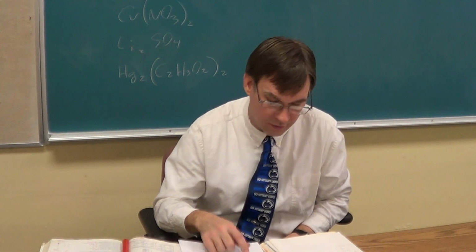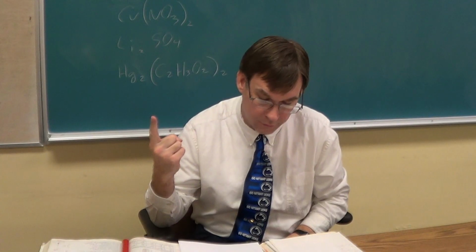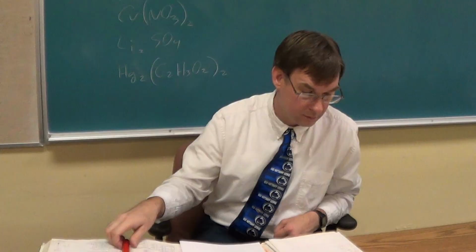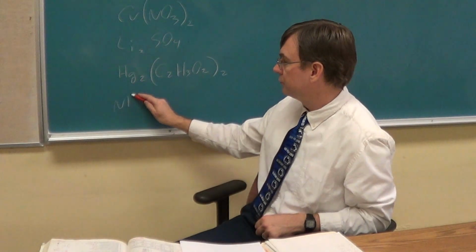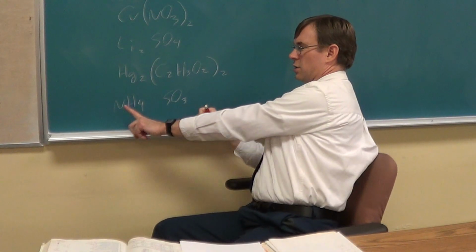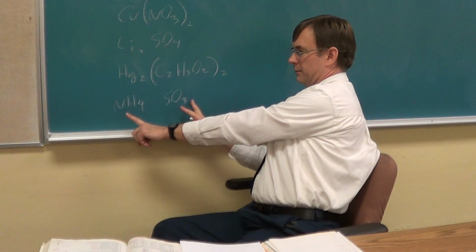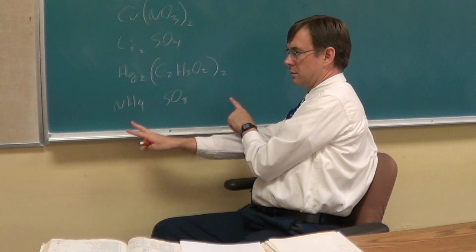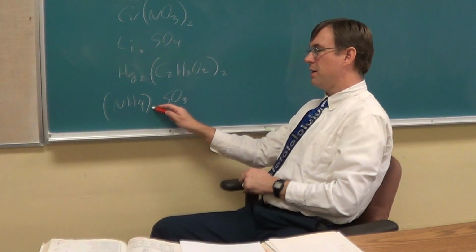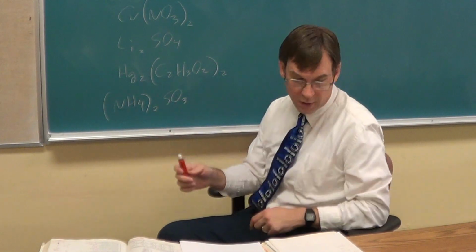Ammonium is positive. Put it first. NH4. Sulfite is SO3 with a 2 minus. So we have a charge of 1 on this, a charge of 2 on that. Switchies. Parentheses around ammonium to take its 2.